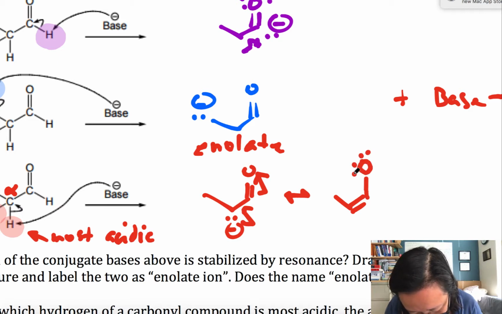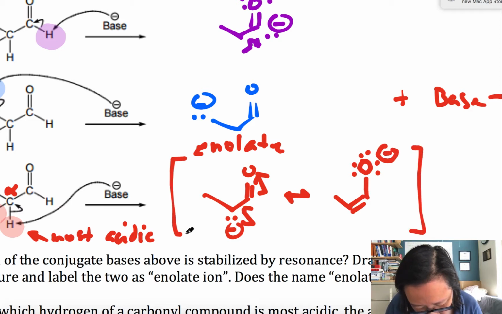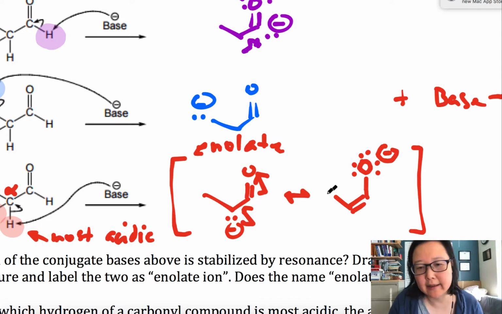So sometimes you see the enolate ion with the negative charge on the O, and sometimes you see the enolate ion with a negative charge on the carbon, the alpha carbon. It's more likely that we're going to use the enolate in this form over here, and that's because this carbon here is our nucleophile for many of the reactions we're going to learn.